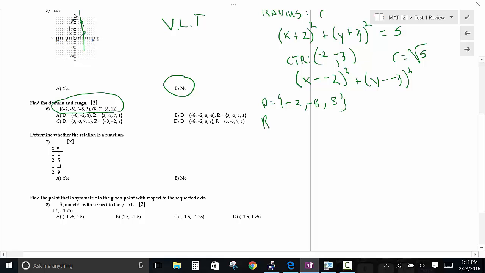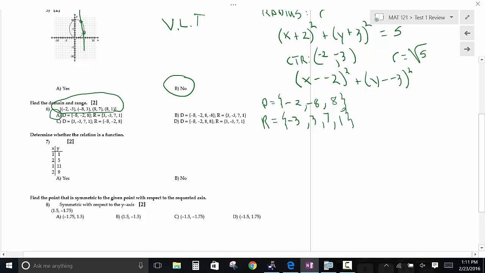And what's the range? What do you look for? All the y values. The y values are negative 3, 3, 7, and 1. So which one does that match up with? Is that A? Yeah, that looks good.